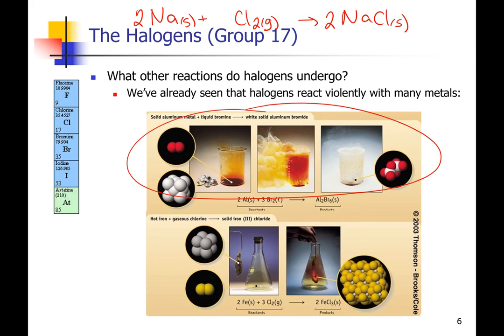In the top one, we can see that we add our chunks of metal into our flask, and now there's all sorts of fuming going on before we eventually settle out to our product with the white smoke just from the formation of that aluminum bromide solid. And in our bottom reaction here, we can see that we take our chunk of metal, and when it goes into the flask of chlorine gas, it starts to glow red because of the vigorous reaction between the iron metal and the chlorine gas. So reactions between metals and halogens tend to be extremely favorable.